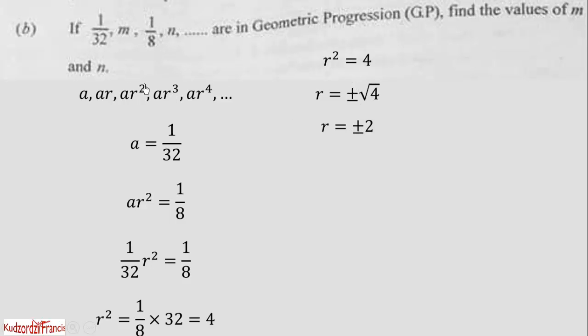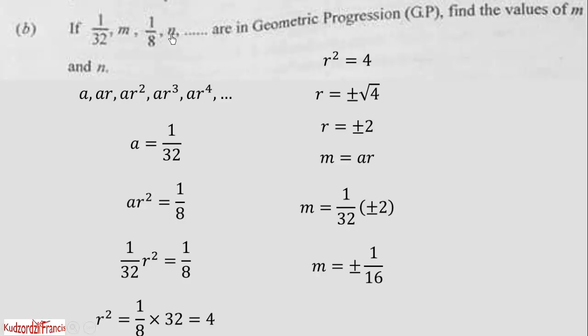So now we need to find the second term. M means second term. So the second term is ar, and that will give you 1 over 32 times plus or minus 2. We cancel 2, it will go here 16 times. So the second term can either be 1 over 16 or negative 1 over 16.